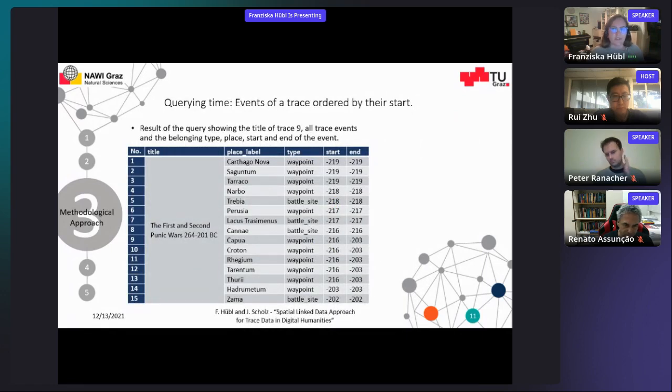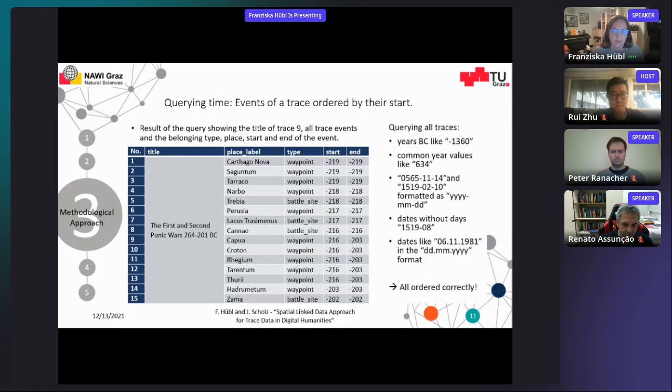By searching a certain trace and asking for its historical events, ordering the events by time is also possible. So the query results in a list of places, like shown here, and its event types with the according start and end time, in this case, years. Trace 9 is describing the events of the First and Second Punic Wars. So here the time format is always the same, but by querying all traces, several other formats are detected, and the result is that all shown formats here are supported and ordered correctly. So that's working quite fine.